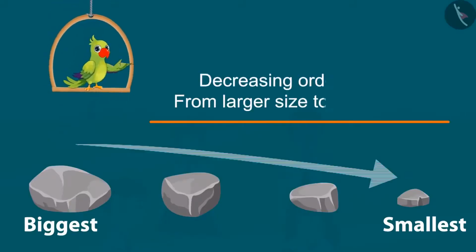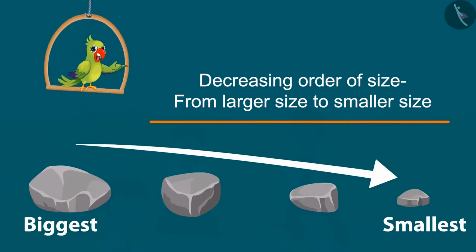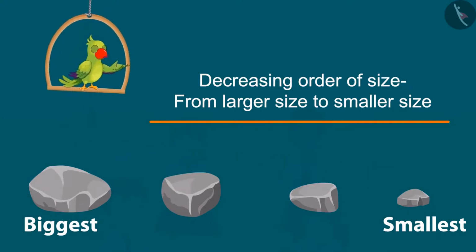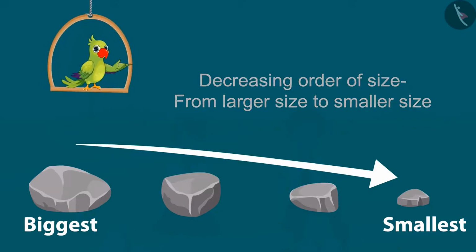Children, in this example you saw how Chotu and Aarti made a pile of stones by keeping them in the decreasing order of their size, one by one, that is from large to small size.